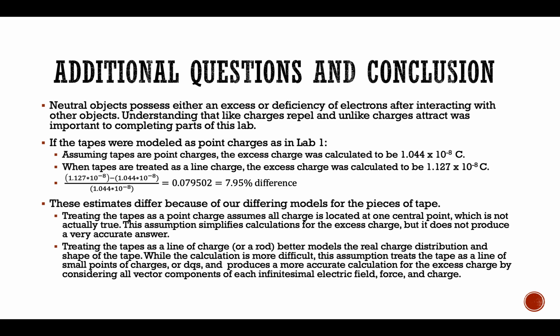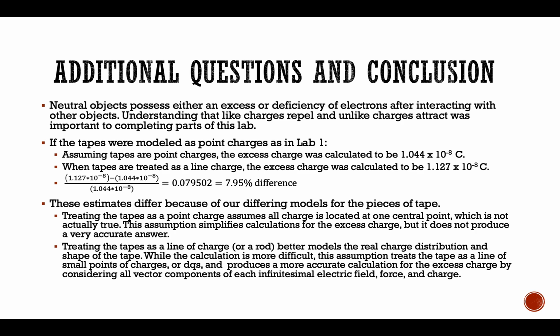To conclude, neutral objects can acquire an excess or deficiency of electrons. Further, if the tapes were modeled as point charges as in Lab 1, the excess charge would be 1.044 times 10 to the negative 8 coulombs. However, when the tapes are treated as a line of charge, the excess charge was 1.127 times 10 raised to the negative 8 coulombs. The difference between these two approximations was 7.95%. Lastly, these estimates differ because of our differing models for the pieces of tape.